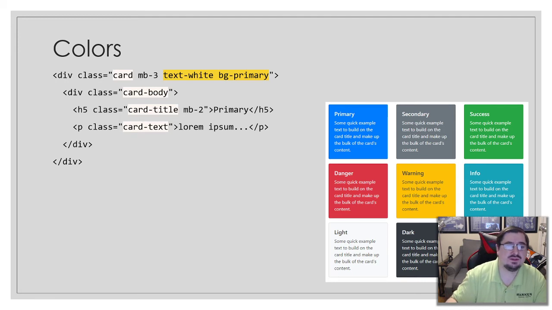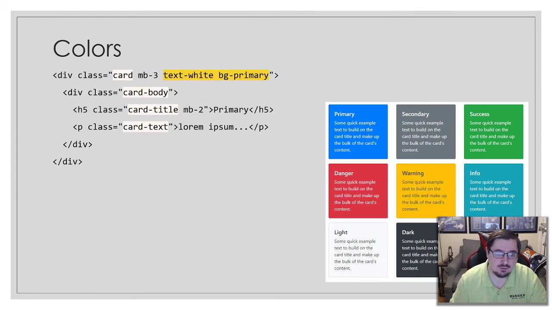So I can change the color of my cards. If I set background primary, that will change the background color of the card to a primary color. So I can do that like here, or I could change it to secondary, I could change it to success, danger, warning, info, light, etc. I can use those background colors to change the color of the card.